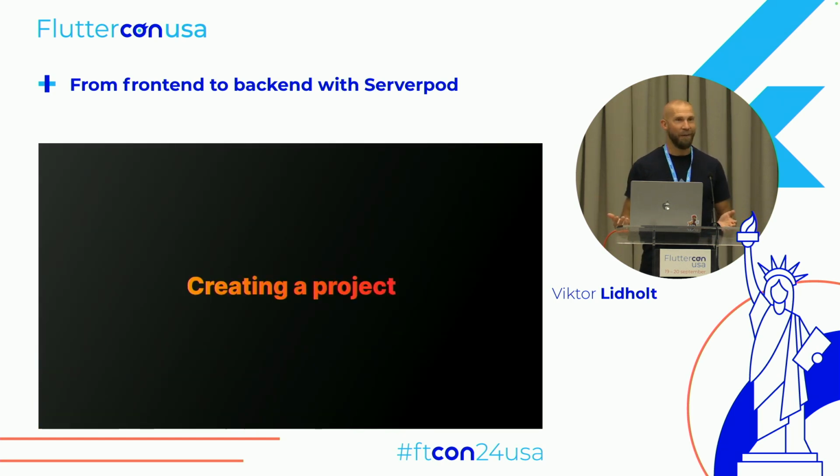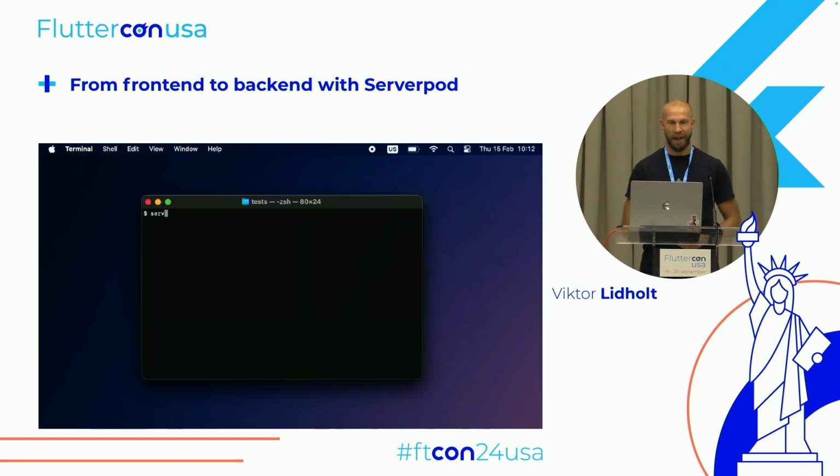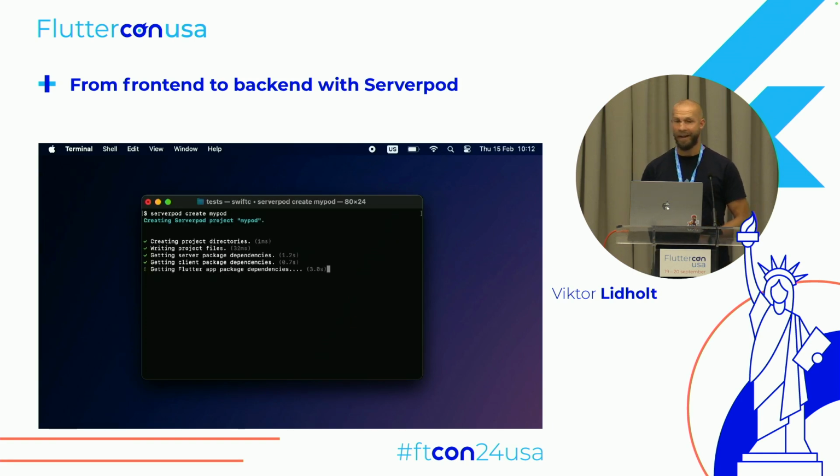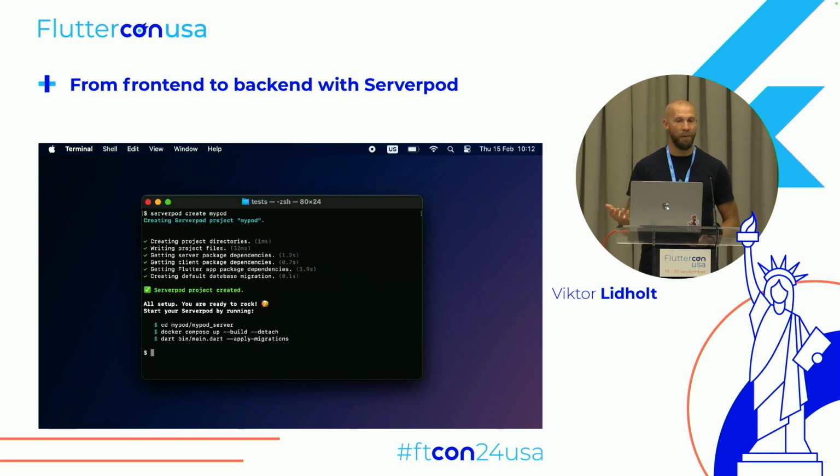Next, we're going to look at how we set up our project and what that looks like. You do that with the serverpod create command. Here we make a new project called mypod. Basically, it will create a directory with three different packages: mypod_client, mypod_flutter, and mypod_server.